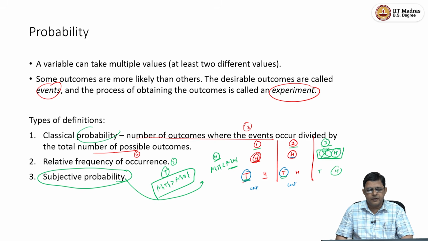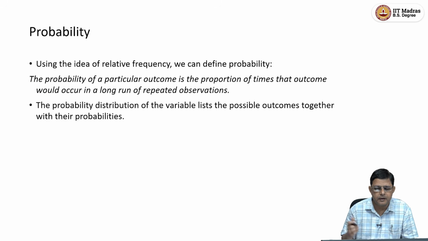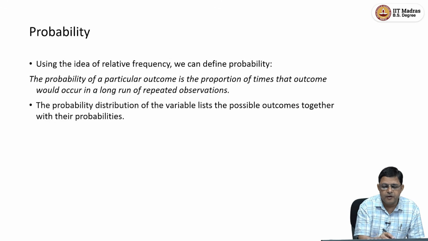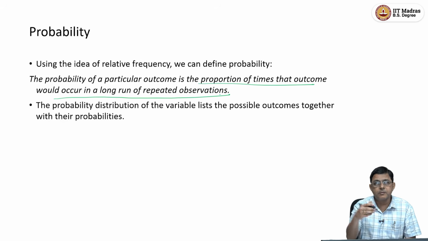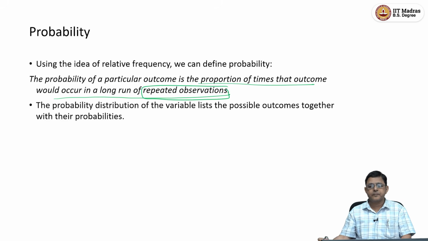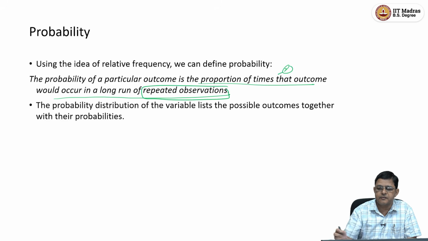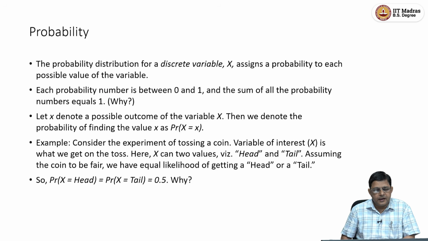So, 3 ways of defining probability. Once again, what is empirical probability? I have defined empirical probability here. Empirical probability is the proportion of times an outcome would occur in the long term of repeated observations, which means experiments have to be conducted. This is the empirical probability. This is the second definition of probability. All right, let us take an example.